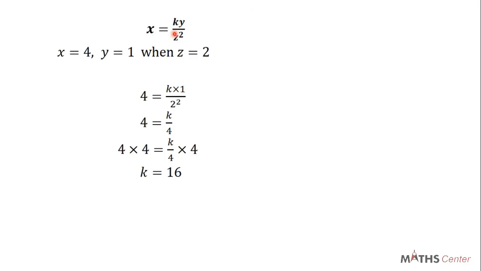We can replace k with 16, and if you do that, we are going to have x is equal to 16y divided by z squared. So this is the equation connecting x, y, and z.